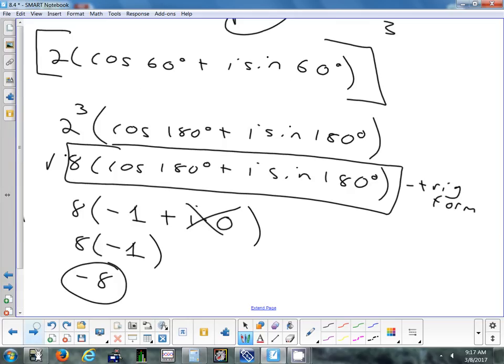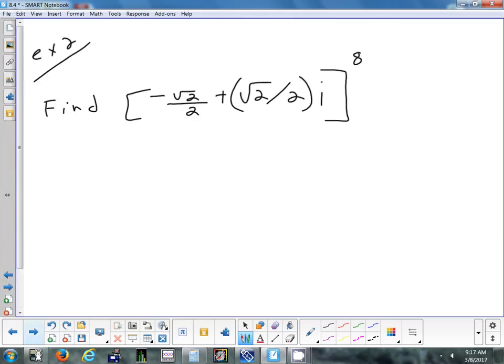All right, let's try this one. I'm not sure why I wrote my fraction horizontal, but usually I write it like that. So now we're doing one that's just unreasonable to try to do by hand. You're raising to an 8th power.